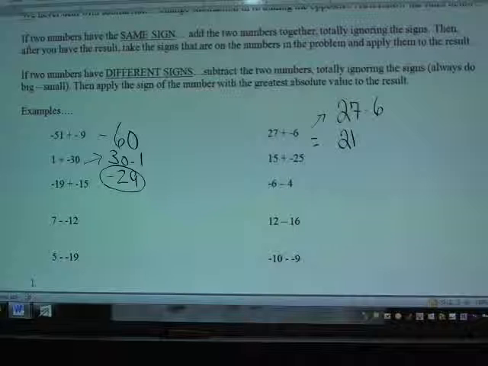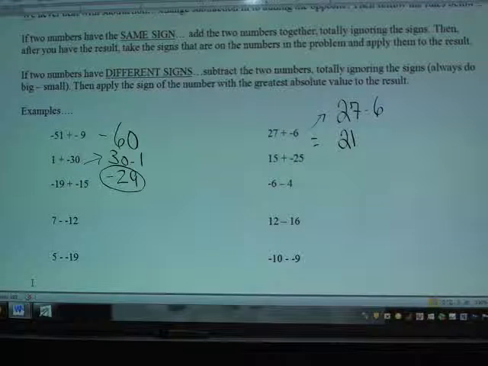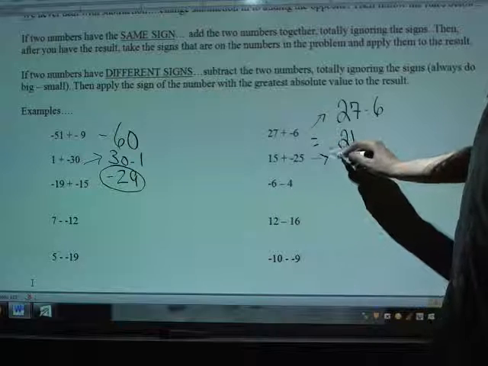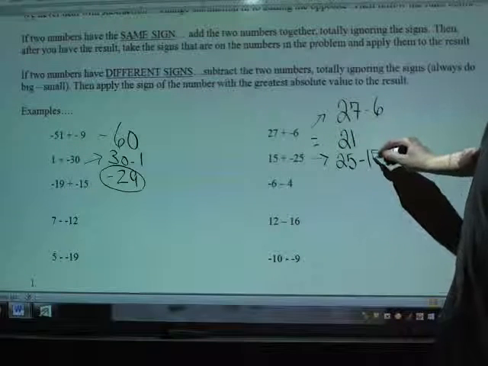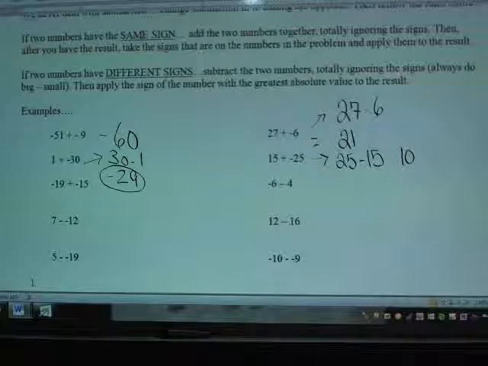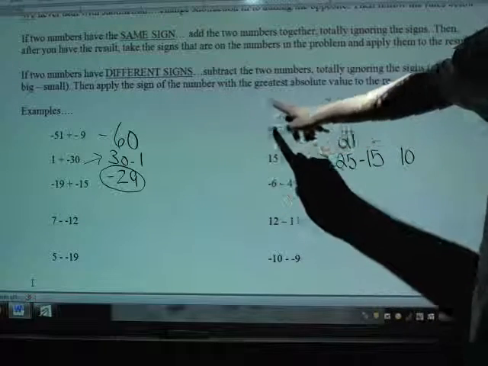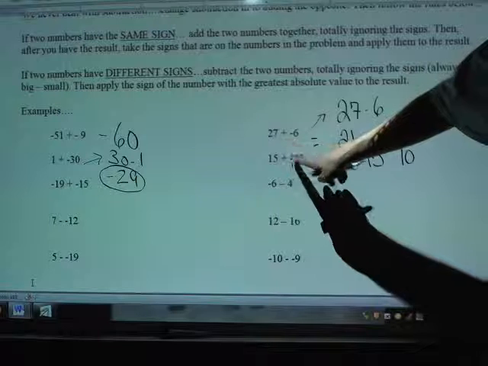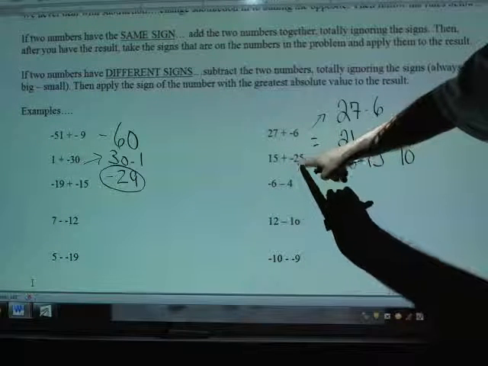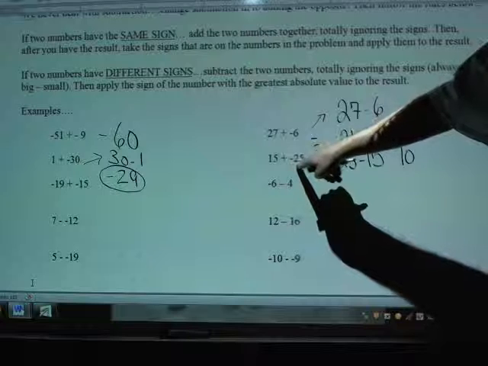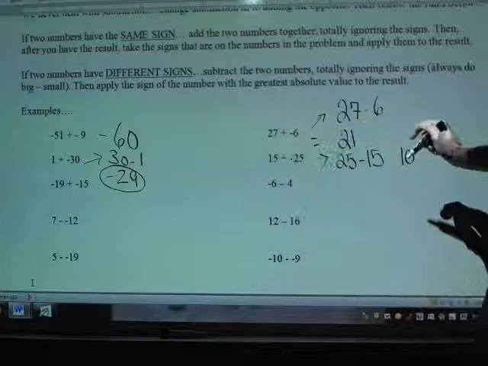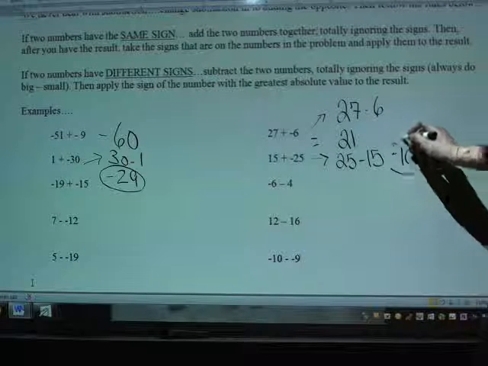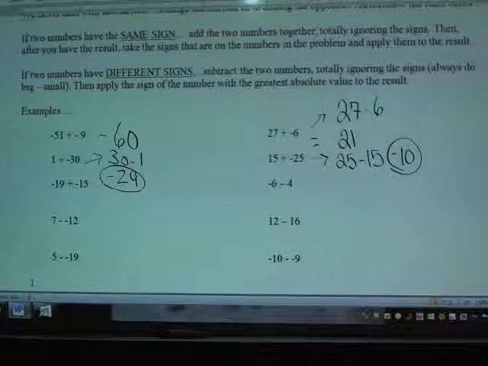15 plus negative 25, once again, features mixed signs here. So again, I'm going to subtract big minus small, so I'm going to do 25 minus 15. That's, of course, going to give me 10. And then I have to figure out what sign goes on my result. Again, we look at the numbers and say, which one is further from 0? Which one has the greater absolute value? Well, this is 15 jumps away from 0. This is 25 jumps away from 0. Since this one is 25 jumps away from 0, it has the bigger absolute value. So we take its sign and apply it to the result. Since this is negative, my answer has to be negative as well. Negative 10. 15 plus negative 25 is negative 10.